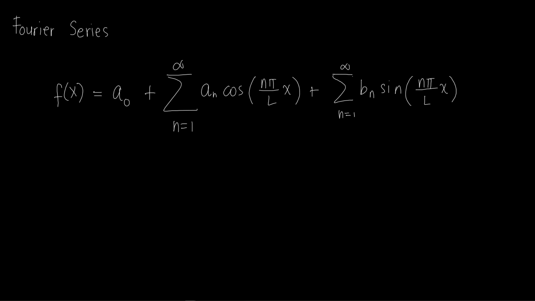Pero sir, kinsa man na si L? Kinsa na si a0, si an, si bn? O kailami anang pi, kailami anang n, kailami anang x? First, the f of x is simply the function that we want. So for example, katong square wave. Si L is simply the half of the period.